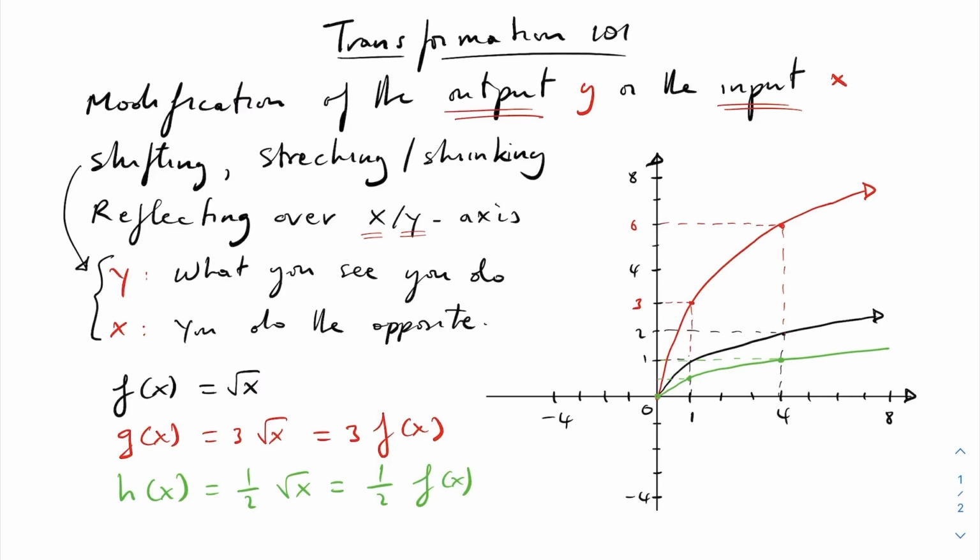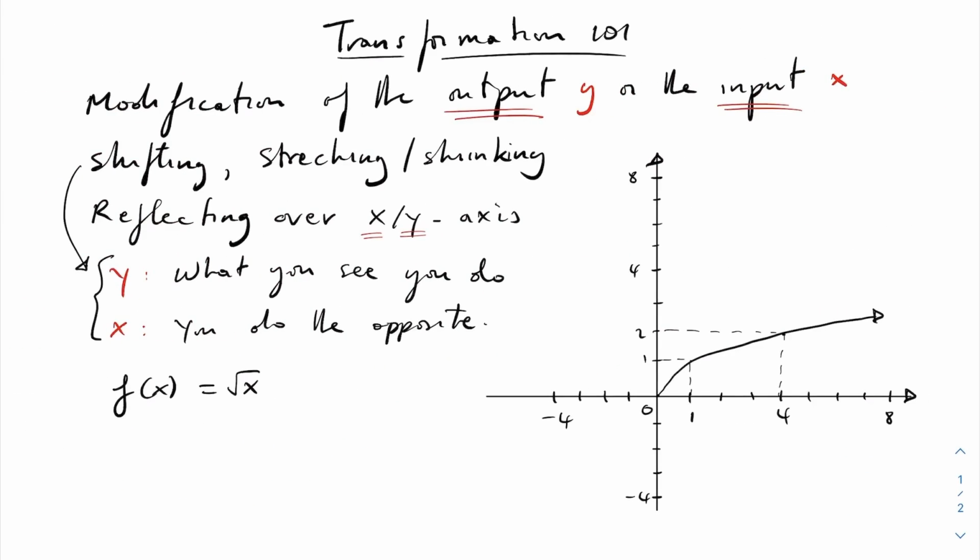With that being done, let me show you what happens when the modifications are applied to the input instead of the output. So in this case, I'm going to have the function g of x as the square root of x minus 4. Notice that the minus 4 is inside the root, so it's affecting the x input. It is as if g of x here was equal to f of x minus 4. So the minus 4 is affecting the x input, not the y output. And we're also going to look at h of x equals the square root of x plus 2.